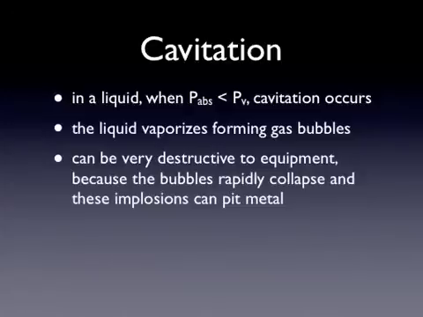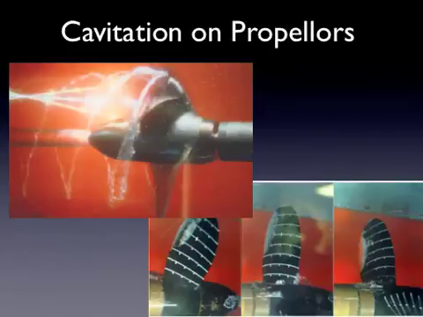Note that the pressure that you have to compare the vapor pressure to has to be the absolute pressure, not the gauge pressure. Here's some pictures of cavitation occurring around a propeller. You can see streams of bubbles coming off of the tips of the propellers. You can also see bubbles forming along the blades themselves. Those are all cavitation bubbles.